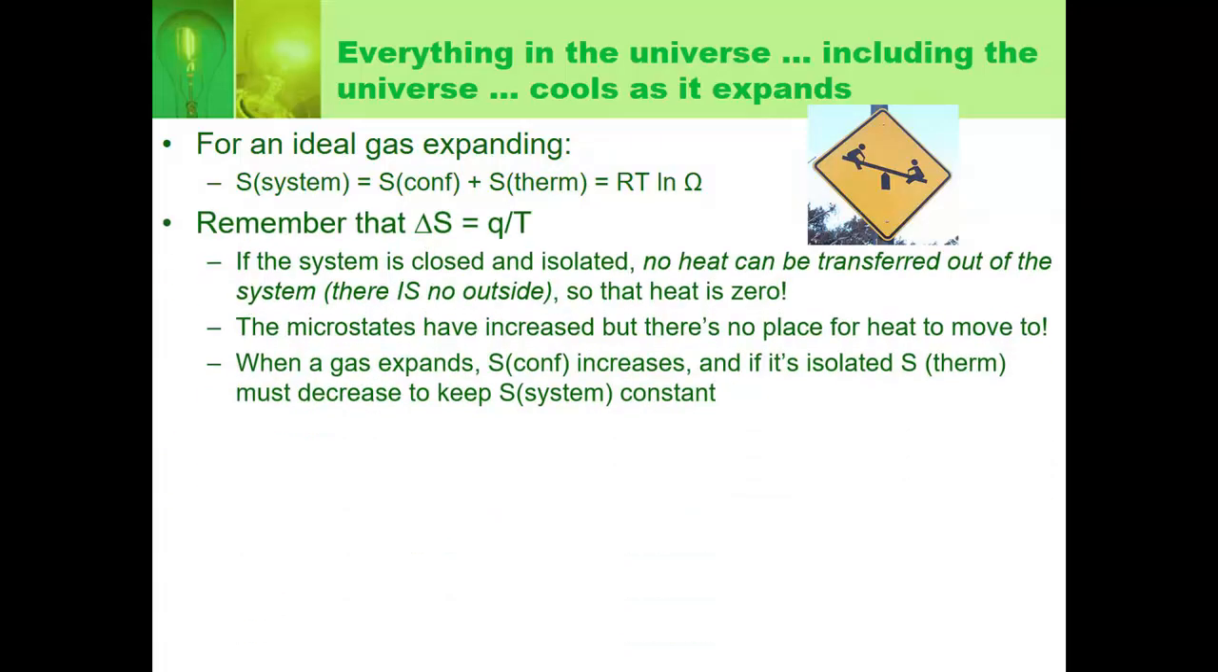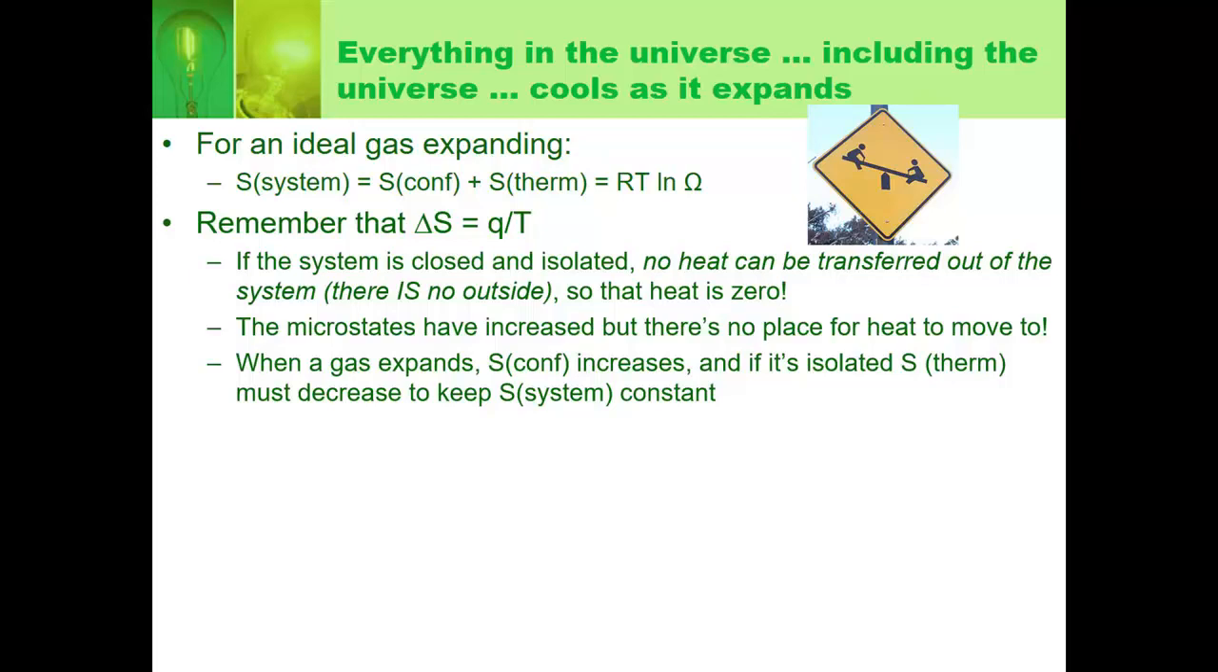And as your volume increases, your number of configurational microstates increases. This value increases, configurational entropy. Remember that S is very closely related to Q over T. It's defined as that. If the system is closed and isolated, no heat can be transferred out of the system, so this heat Q must be zero, because the heat has to be going somewhere. The microstates have increased, but there's no place for the heat to move to. You can't have a delta S.